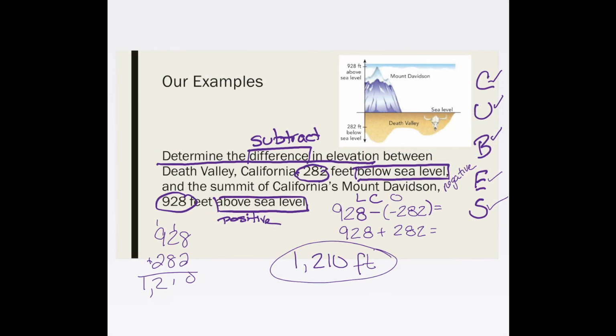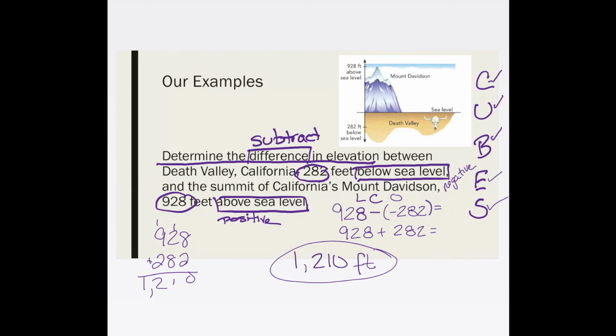All right. So here we're finding the difference in elevation between Death Valley, California, which is 282 feet below sea level, and the summit of California's Mount Davidson, which is 928 feet above sea level. So if I'm cubesing, which isn't a word, but if we're using cubes to organize our information, we first start by circling our 282 and our 928.